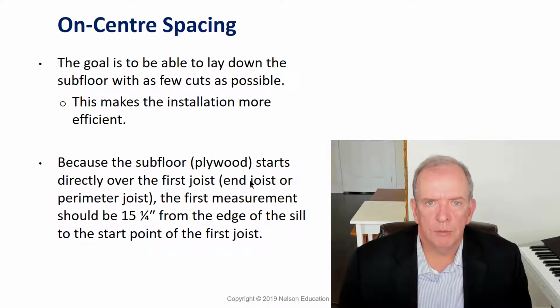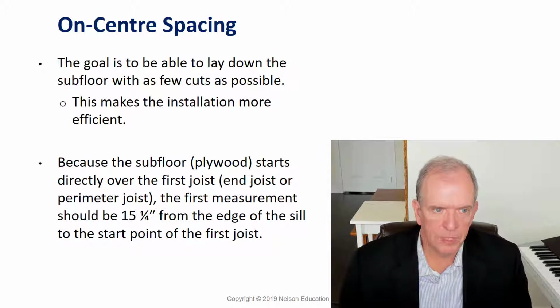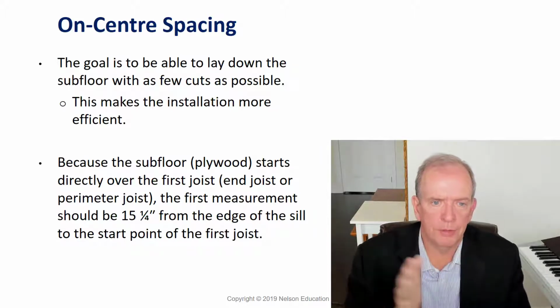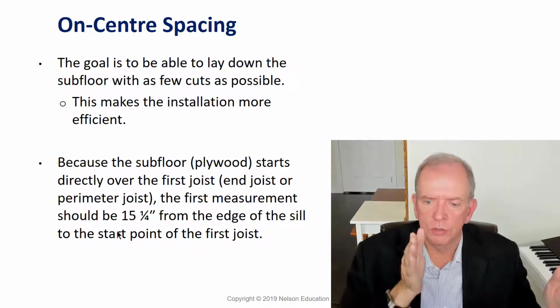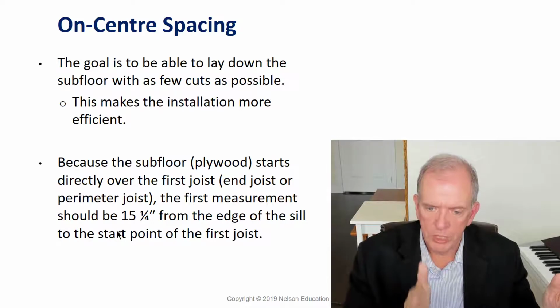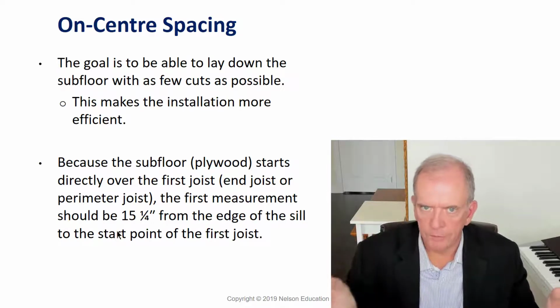So the goal is to be able to lay down the subfloor and install drywall with as few cuts as possible, and also to be able to lap the sheets to strengthen the floor overall. So usually when somebody starts from one side, they'll start with 15 1/4, so the middle of the sheet will end up in the middle of the joist.